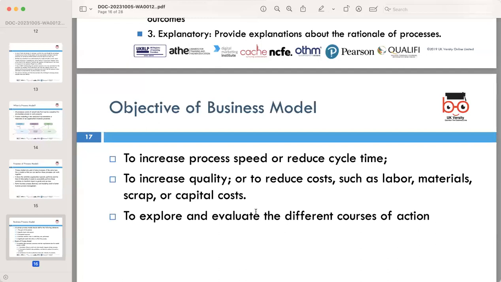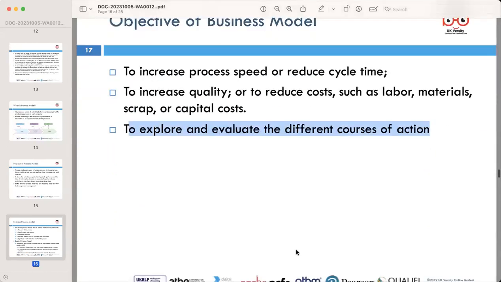To explore and evaluate different courses of action, businesses use process models to explore and evaluate various courses of action. This helps in decision making and choosing the most effective strategies. So that means the different ways, different courses of action.